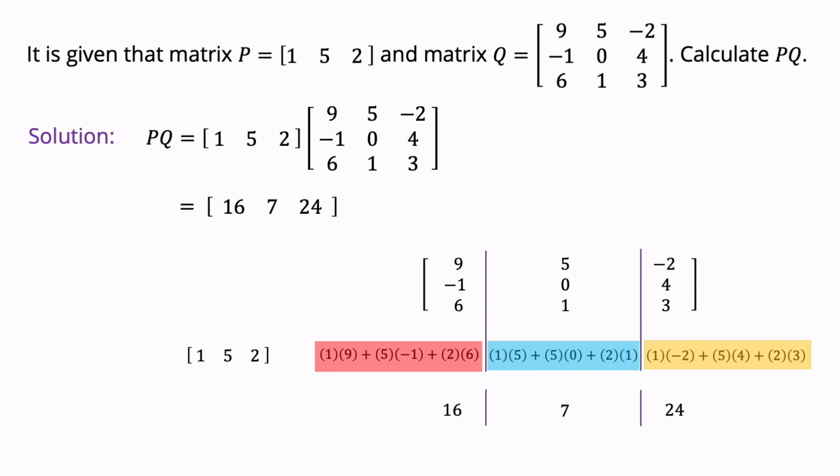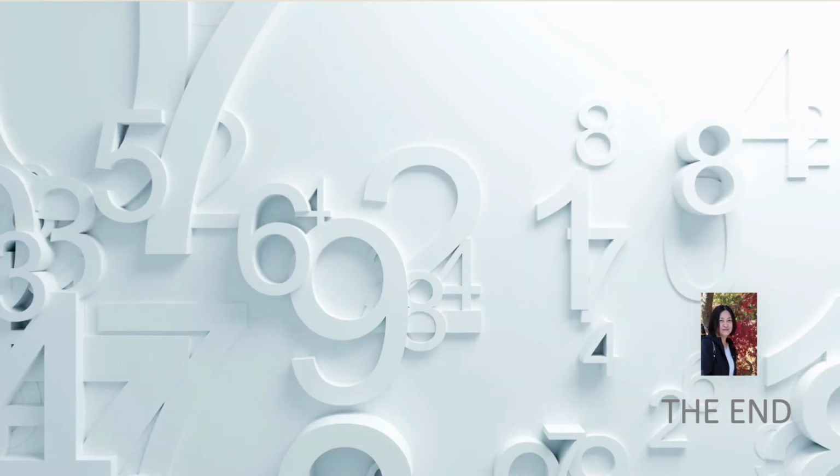In this case, we multiply a 1 times 3 matrix by a 3 times 3 matrix and we get a 1 by 3 matrix as the result. That's all for this video.